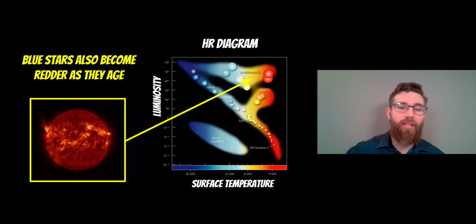So as they age, they kind of move off to the right-hand side of the HR diagram, unless it's a hypergiant, and then it might not do so. But most of your blue stars are likely to go through a redder phase. So again, that tells us that they have to be fairly young to have a blue star.